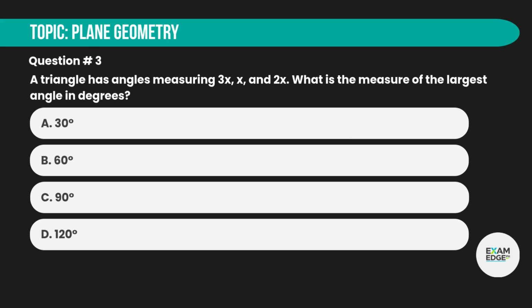What is the measure of the largest angle in degrees? A. 30 degrees. B. 60 degrees. C. 90 degrees. D. 120 degrees. Correct answer: C. 90 degrees.